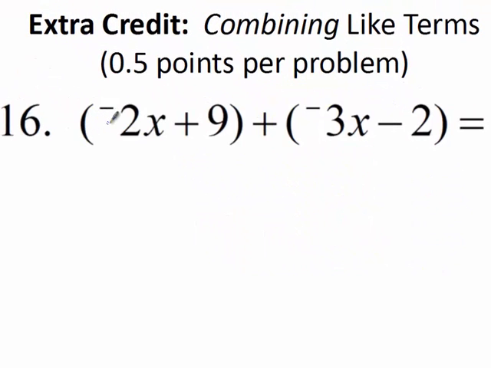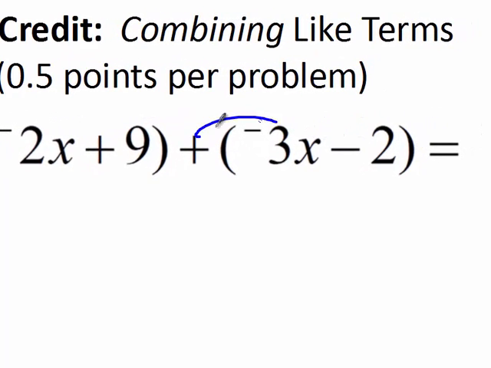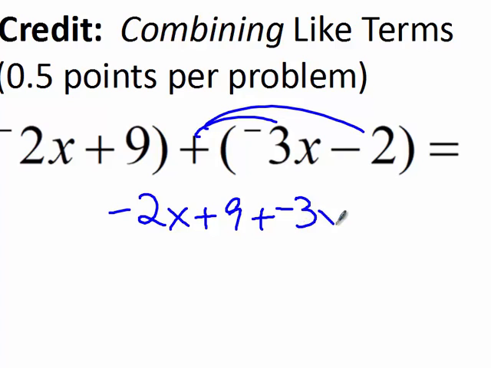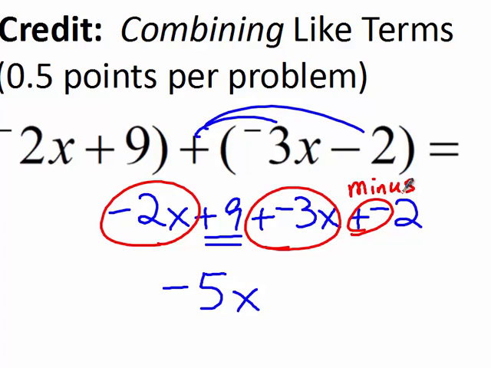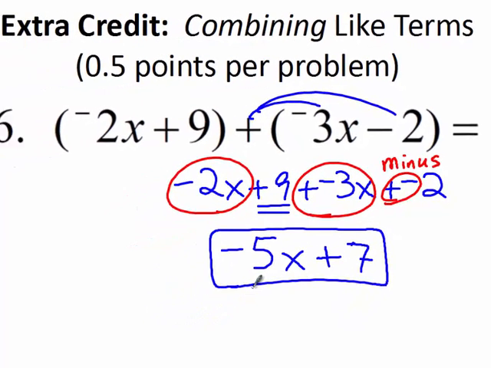Number 16, we have the quantity negative 2x plus 9 plus the quantity negative 3x minus 2. Rewriting, we have a negative 2x plus 9 plus a negative 3x plus a negative 2. We have a negative 2x plus a negative 3x. A negative 2x plus a negative 3x is a negative 5x. And we have 9 minus 2. And 9 minus 2 is 7. So the simplified algebraic expression is negative 5x plus 7.